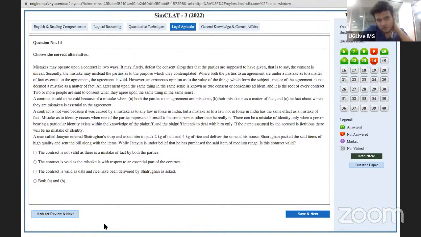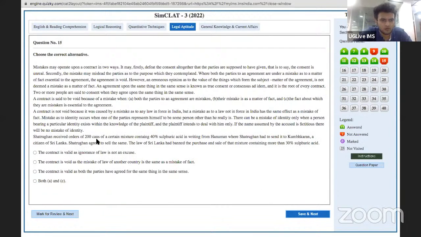Okay, high quality and send the bill along with the items. Contract. There is a difference in quality, which is essential, a characteristic. So this will be a mistake of fact and it's void, an essential part of it, so this will be D.